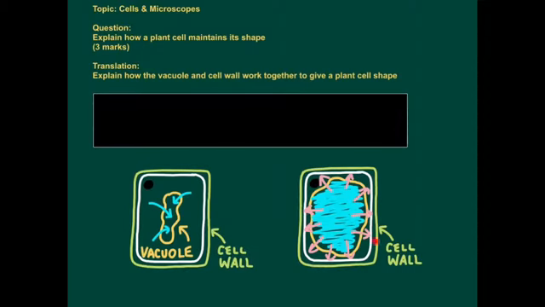Now the cell wall is a tough outer coating that resists that pressure and pushes back. That gives the cell shape.